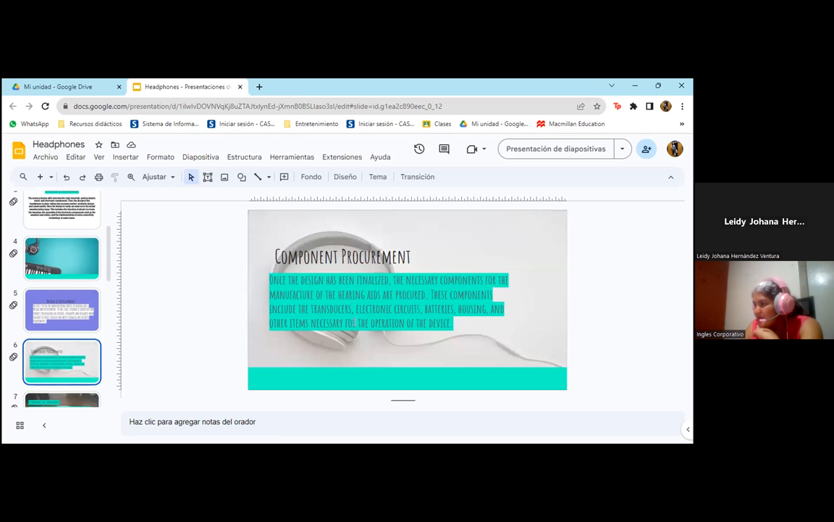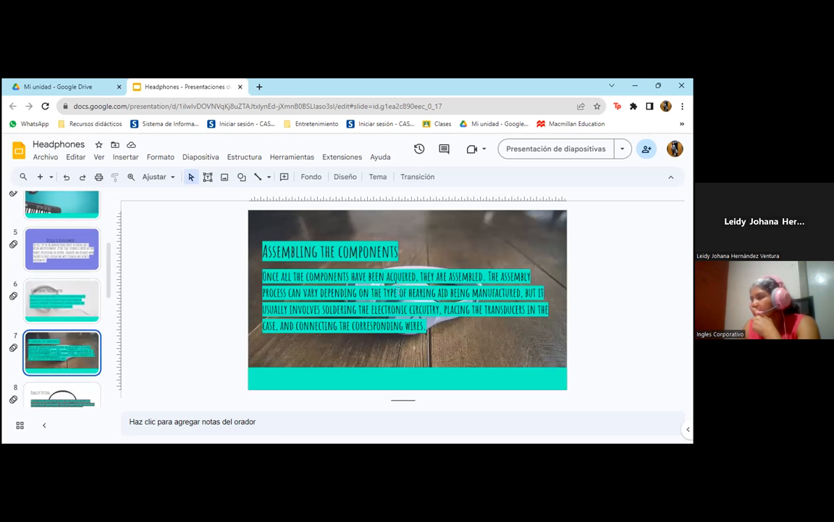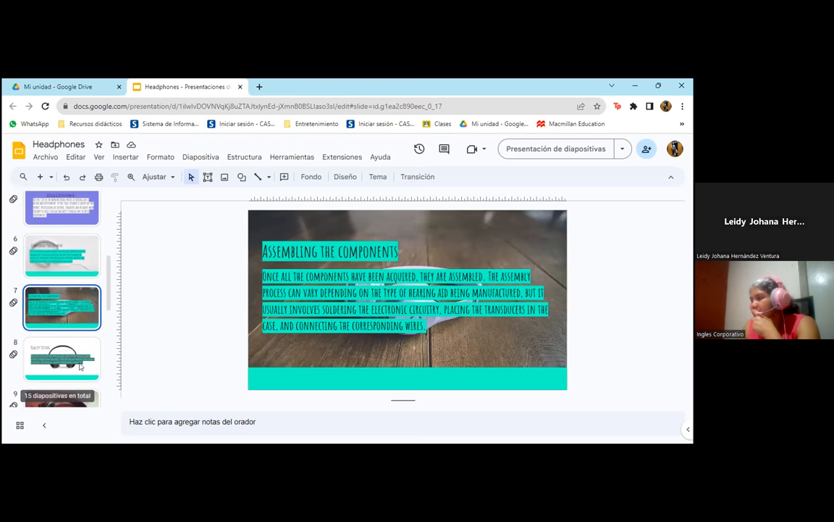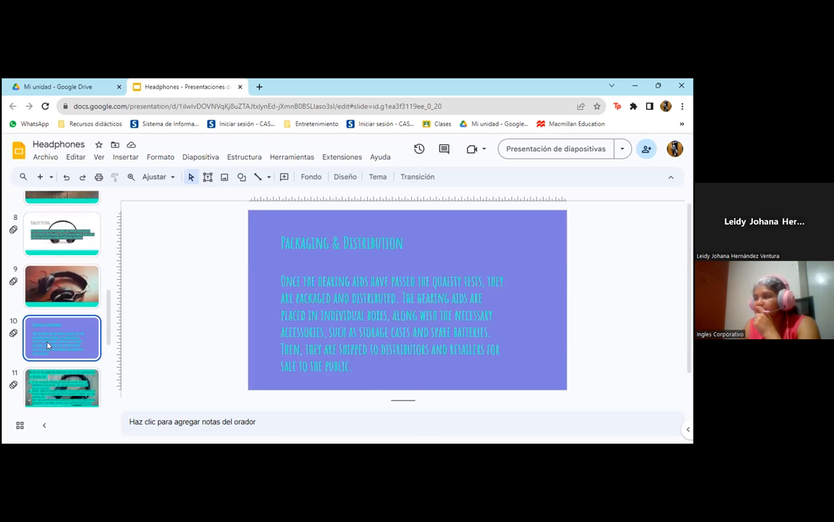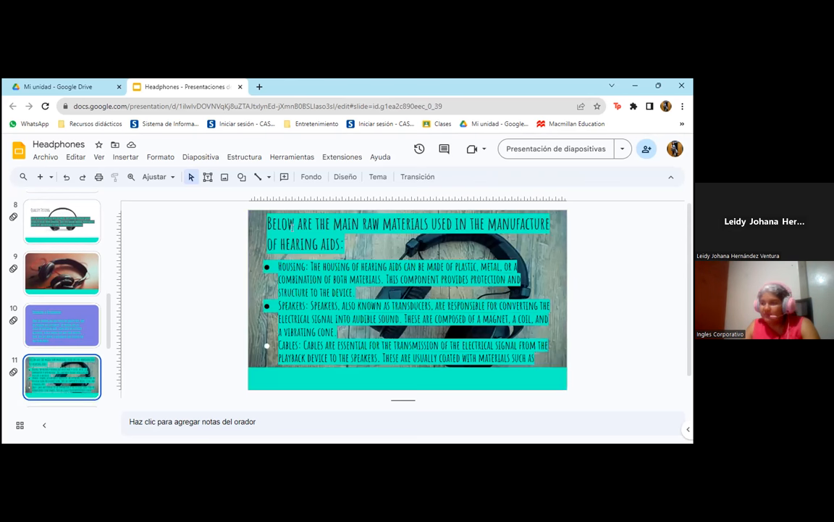Components. These components include the transducer, electronic circuits, batteries. Assemble the components. Quality testing. Packaging and distribution. Below are the main raw materials used in the manufacture of the hearing aids: housing, speakers, cables.